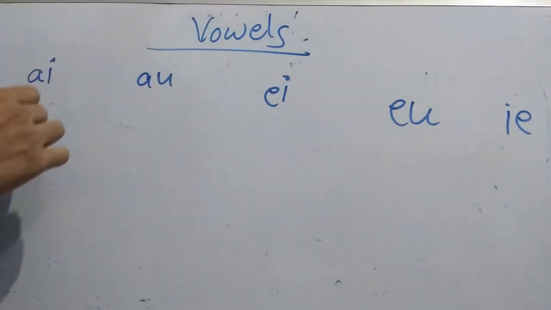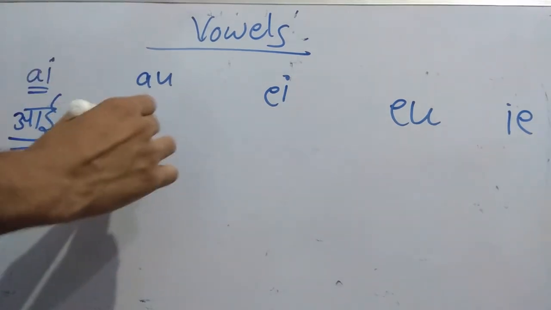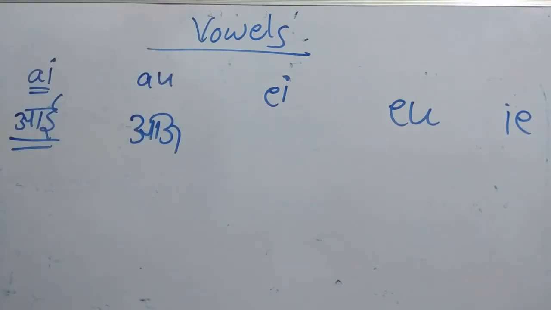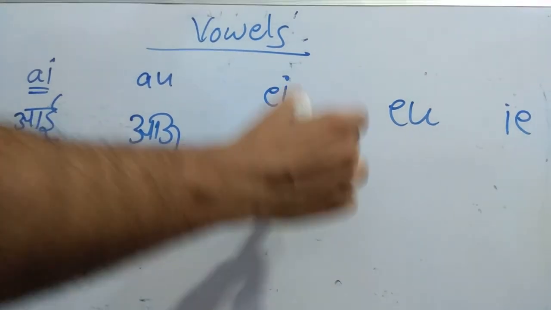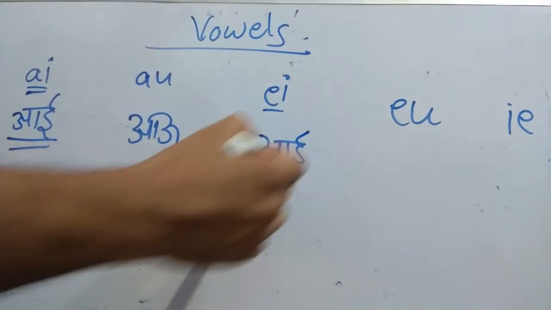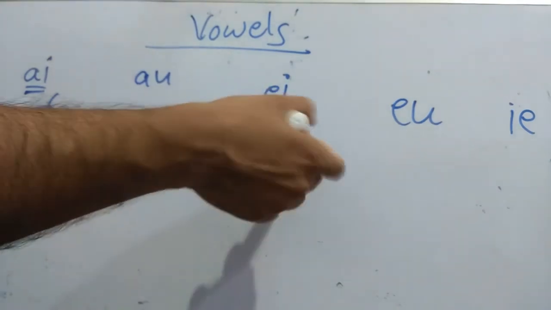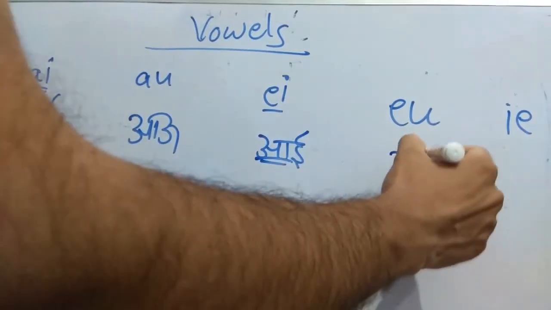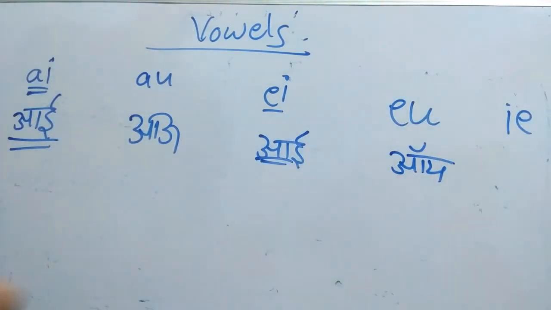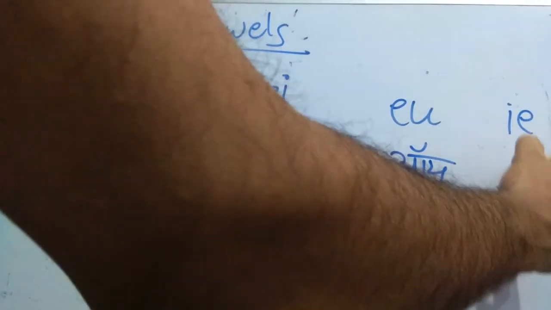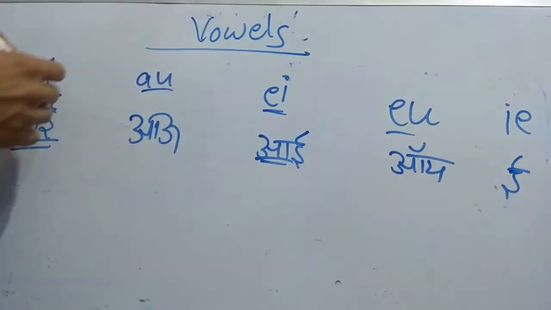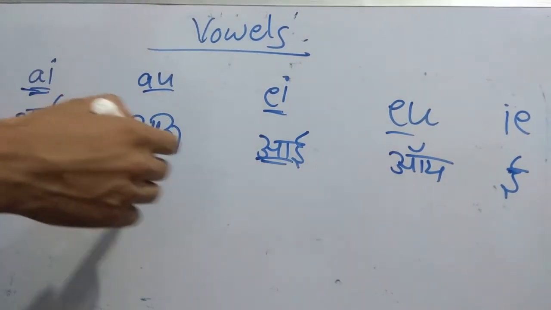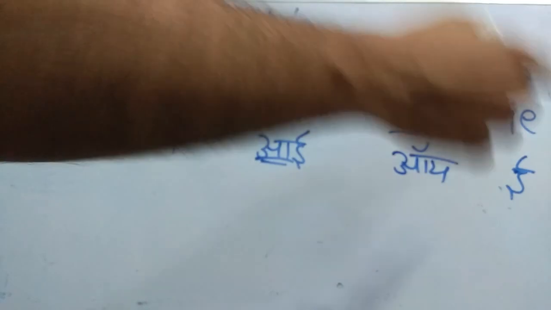AI, this is called AI. AU, AU. EI, AI. AI and EI are almost the same. EU, oy. IE, E. These are the combinations of vowels.